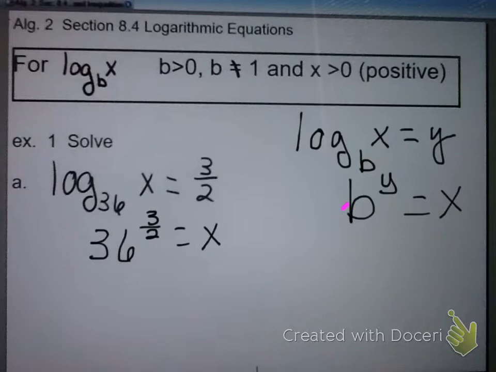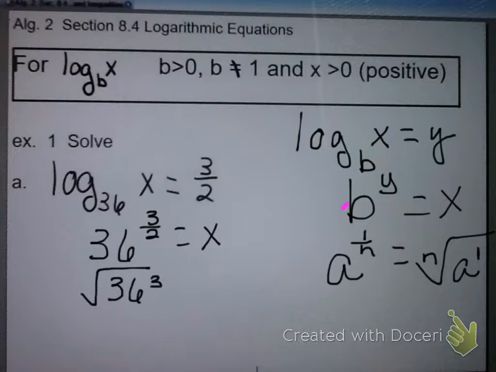Now, this is a rational exponent, and what do we do with a rational exponent? We put it in radical form, so let's refresh our memory on that. A to the 1 over n power is the nth root of a to the 1 power. So let's go over here and put 36 to the 3/2 power in radical form. That is the square root of 36 to the 3rd power. Now notice you don't have to put a little 2 inside the root. If you do, that's okay, but you don't have to. We're first going to take the square root of 36, which is 6, and then cube 6, which is 216.